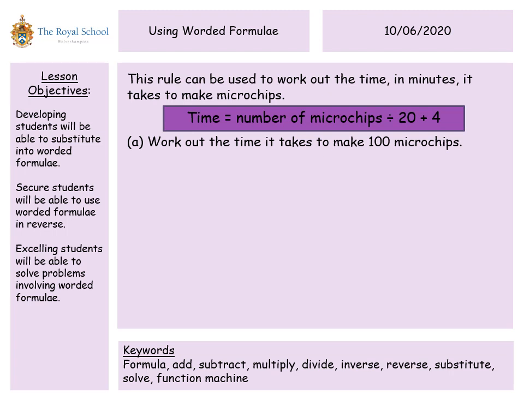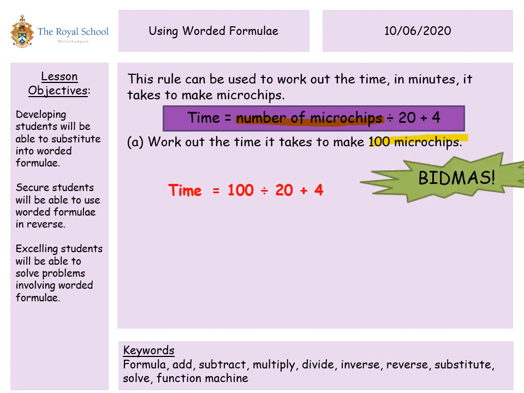So work out the time it takes to make 100 microchips. We have our number of microchips given to us, so we can rewrite our formula now, and we can have our answer worked out from there. So we're going to have time equals 100 divided by 20 plus 4. Let's think of BIDMAS again. Have we got brackets? No. Indices? No. Division? Yes. We've got a division here. Then no multiplication. We have got addition that we can do later on, and then we've got subtraction.